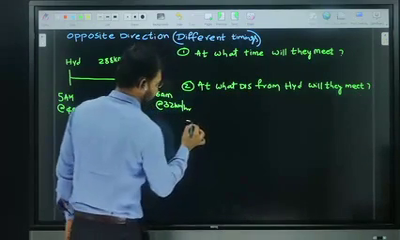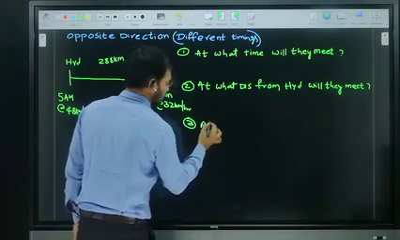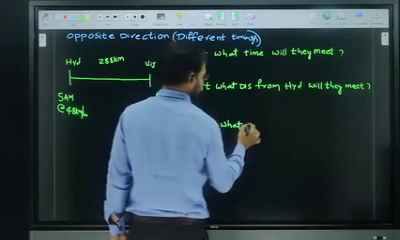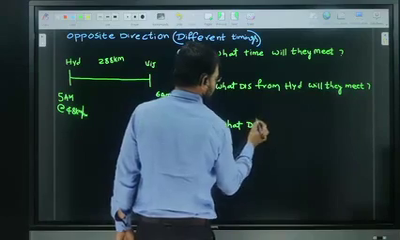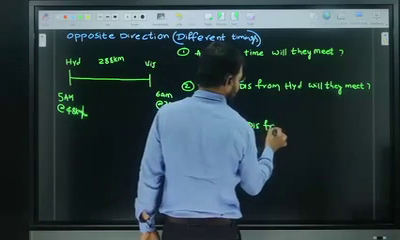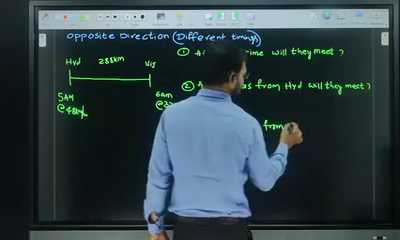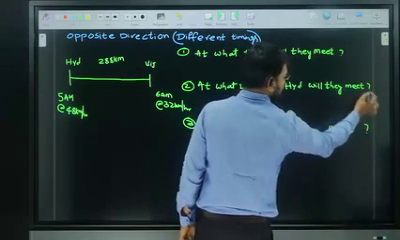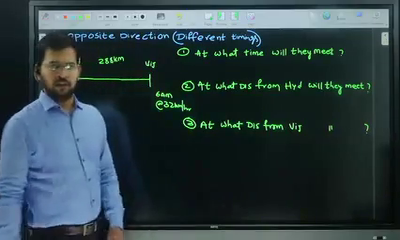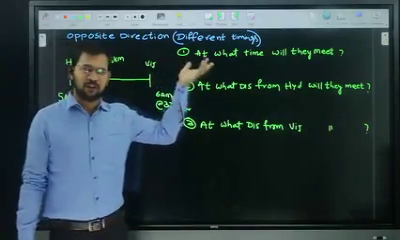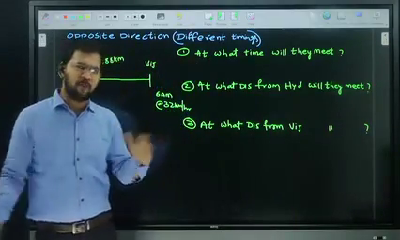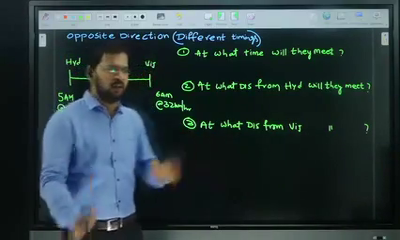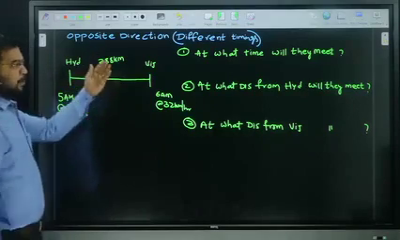Third possible question: at what distance from Vijayawada will they meet? All of you clear? Here it is opposite direction, different timings. So only two possibilities are there: opposite direction, either same timings or different timings. Look at me. These are the three possible questions.